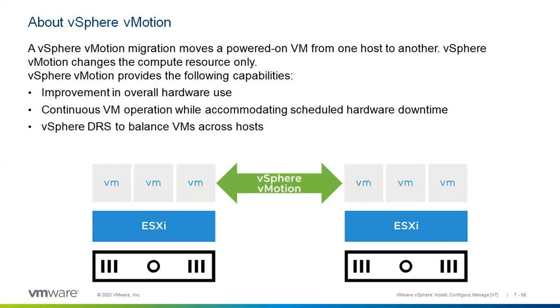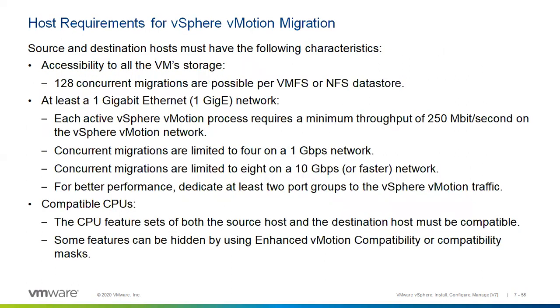Then vSphere DRS takes advantage of vSphere vMotion to balance the VMs across the hosts on the basis of resource requirements on each and every host. So that's why we do the vMotion.